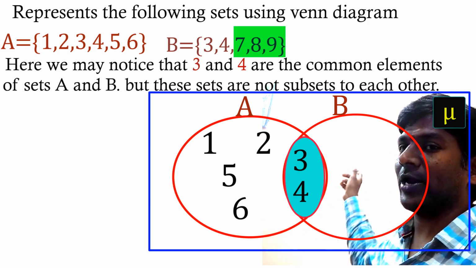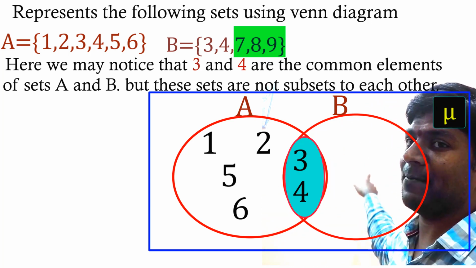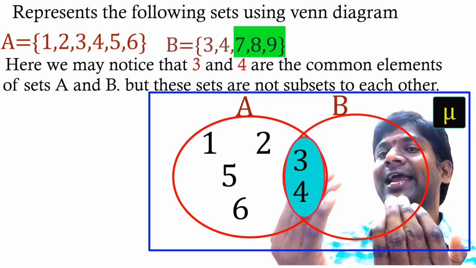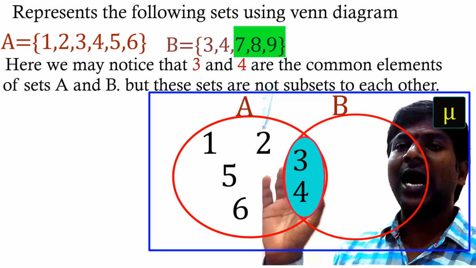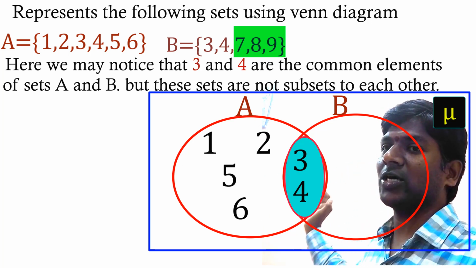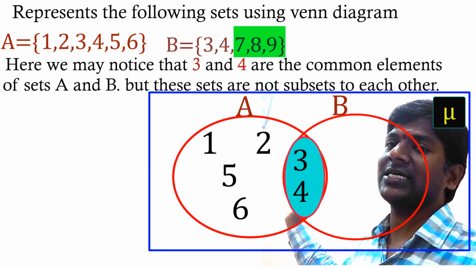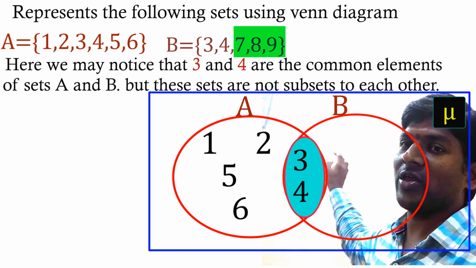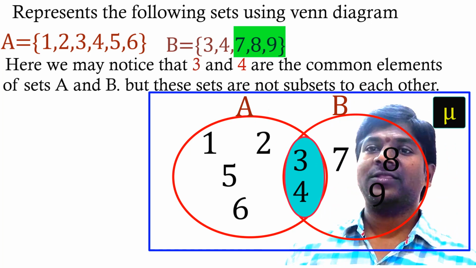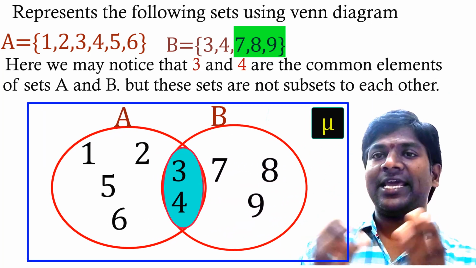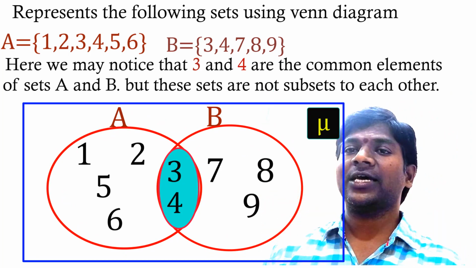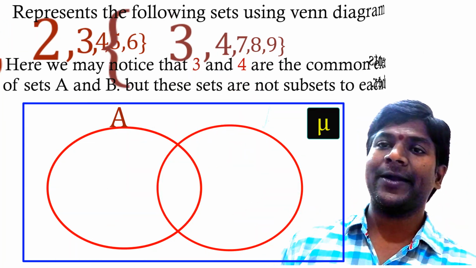Already 3, 4 elements you can see in set B. Now where do we write these 7, 8, 9 elements? In the part which belongs to only set B, not to the common part of set A and set B. So we write 7, 8, 9 elements as shown on the screen. This is the representation of Venn diagrams when common elements in two sets occur.